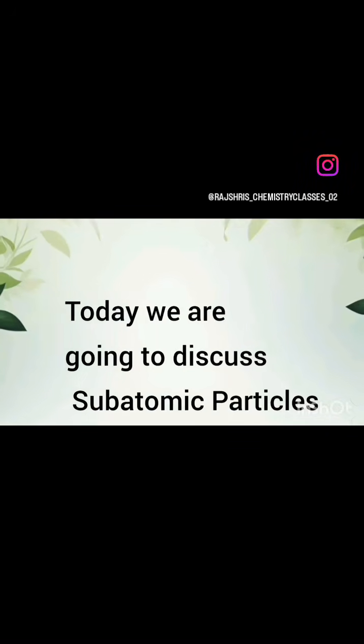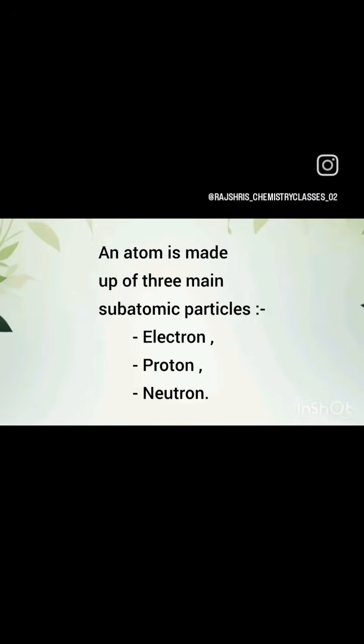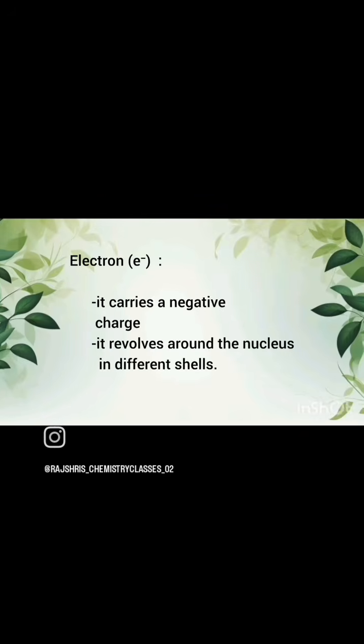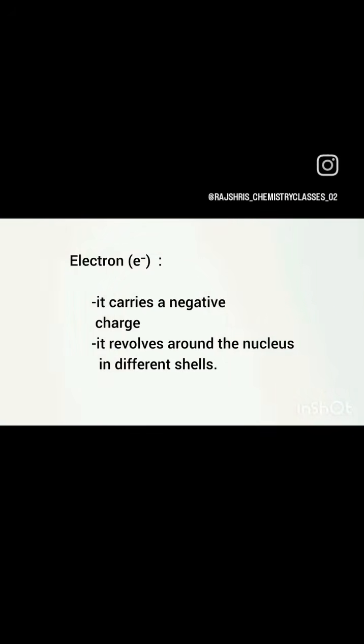Today we are going to discuss subatomic particles. An atom is made up of three main subatomic particles: electron, proton and neutron. Electron, E-, it carries a negative charge. It revolves around the nucleus in different shells.